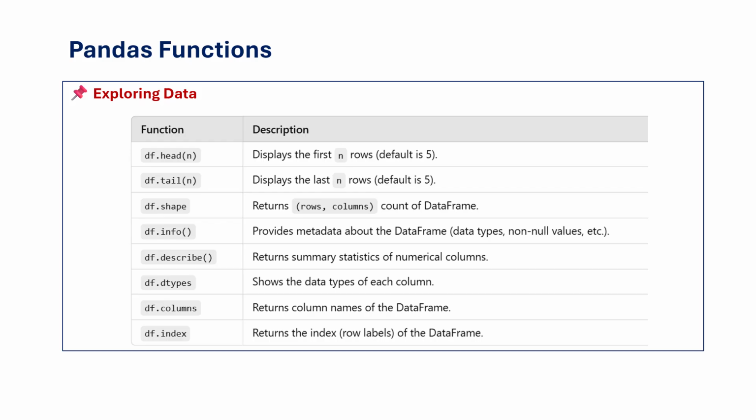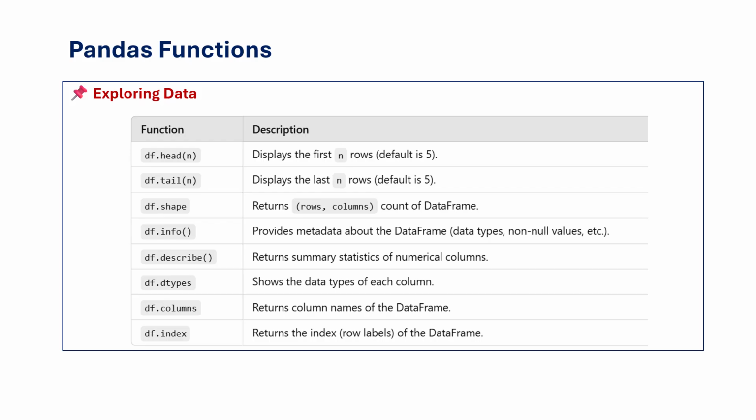The df.dtypes attribute is used to find the data type of each column in a data frame. It helps us understand what type of data is stored in each column. And the df.columns attribute is used to display the names of all columns available in the data frame. It helps us to understand the structure of the dataset and identify the available features.